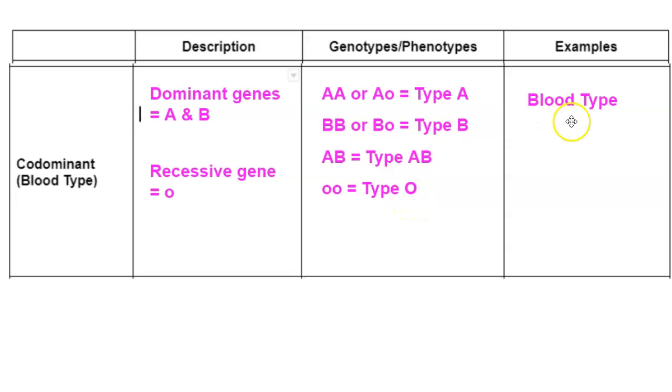Now, our main example here is blood type. There are a couple of other examples, like in chickens, if you've got a white gene and a black gene, you'll get white and black both showing up, and it'll be speckled. So sometimes we see some speckled phenotypes, but most of the time we're just going to be talking about blood types. So let's take a look at a sample problem now.